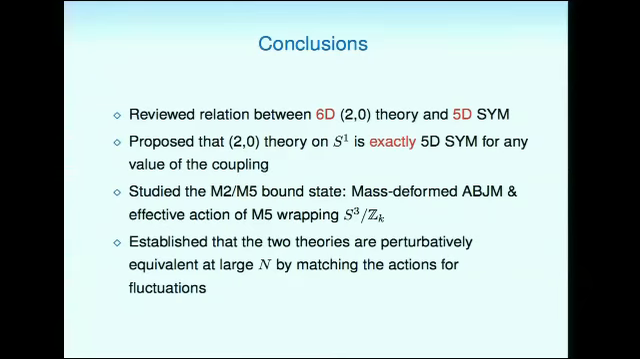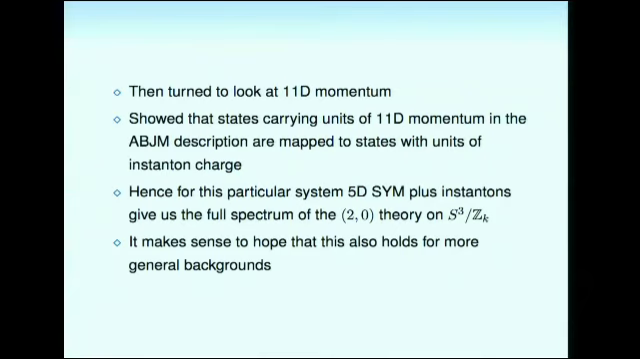We studied then the M2 and M5 bound states, which has two descriptions. One in terms of the mass deformed ABJM effective action, and one in terms of this M5 brane wrapping S3 mod Zk. We established that the two theories are perturbatively equivalent at large N by matching their actions of fluctuations, and then we went one step further and turned to look at 11D momentum.